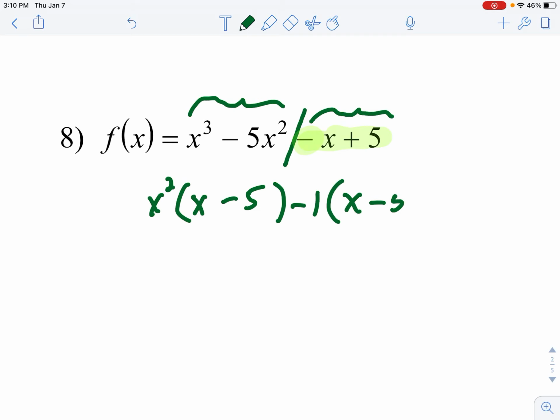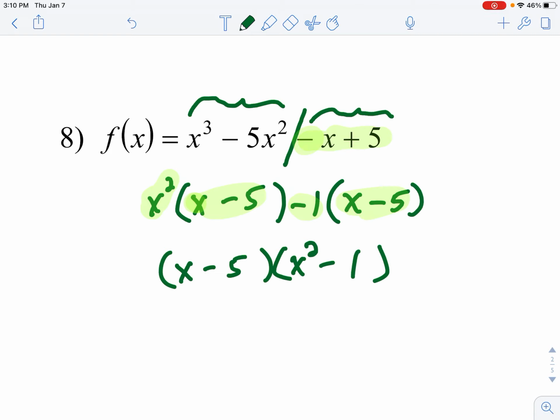That's going to leave me with positive x minus 5. And by factoring out that negative 1, I have x minus 5 and x minus 5. Those match. Like I said, they have to in order for this method to work. So now I can put down my two sets of parentheses, just like regular factoring, and one set of parentheses is x minus 5, and in the other set I put x squared minus 1.